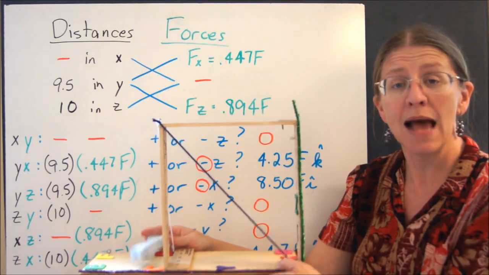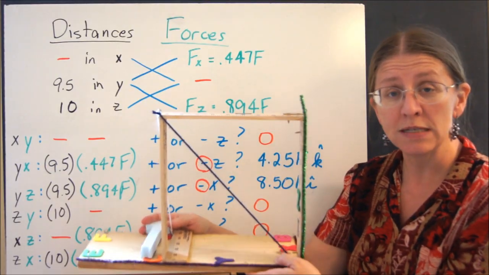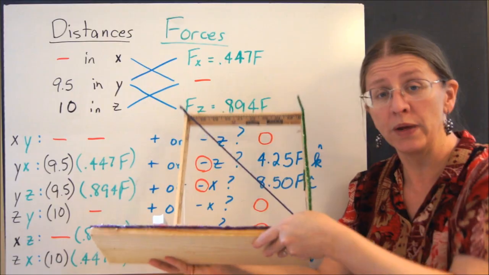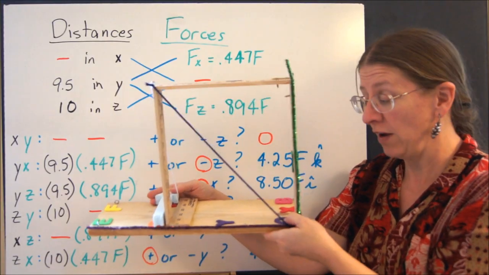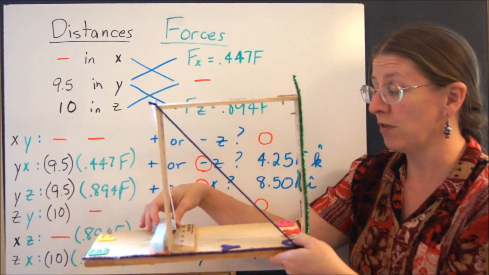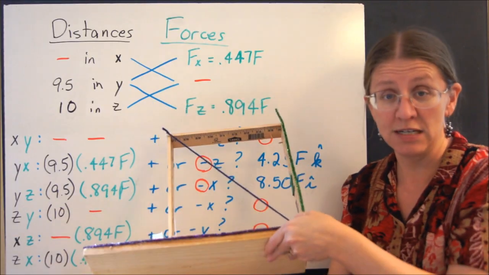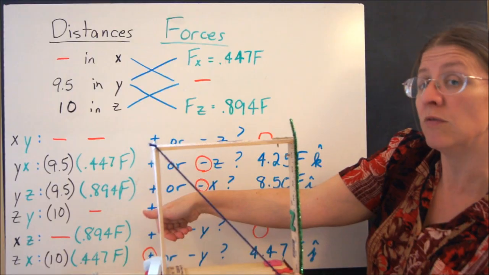You can stop and think about this. How would this thing tip? Is it going to tip toward the camera or away from the camera? If you put this distance and you're holding it right here, if I hold this right here at O and I put this force on here, this is going to tip backwards. And that's a positive y.